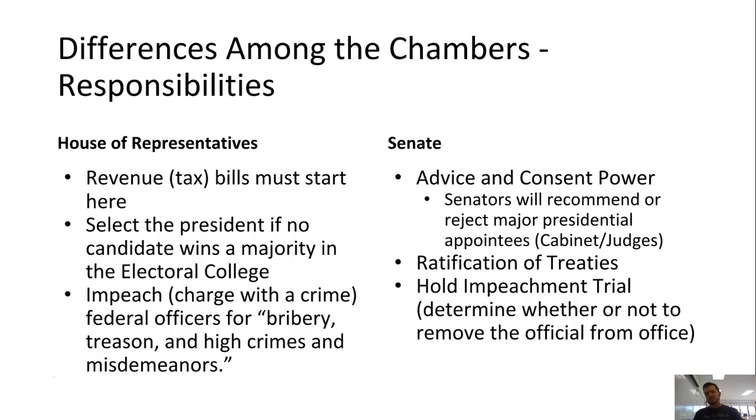Last thing that's specific to the Senate is they hold the impeachment trial. As I mentioned, the House impeaches, and the Senate votes to either convict and remove the person, or to acquit them of the impeachment charge. So that's it. They decide whether or not to remove the official from office.